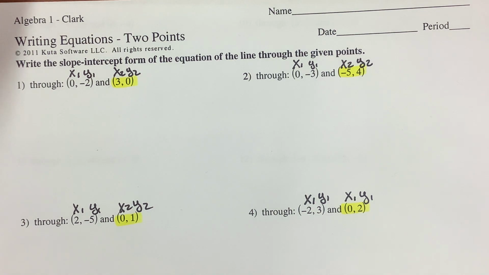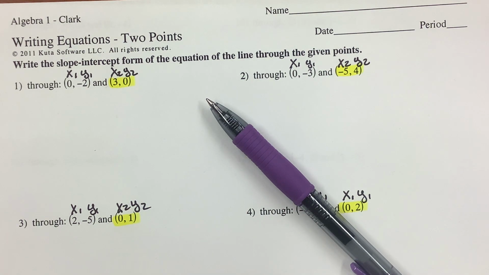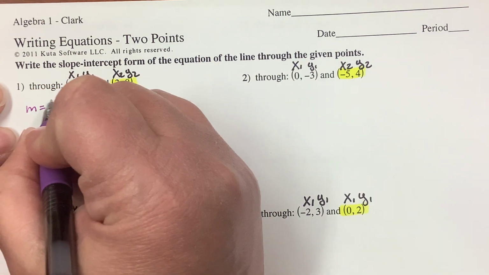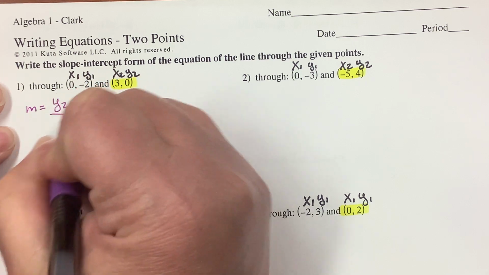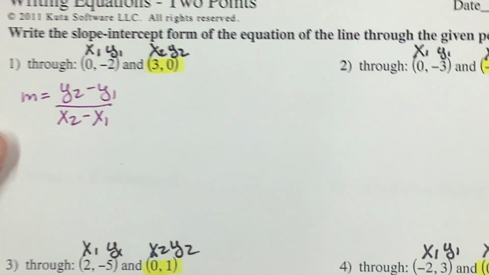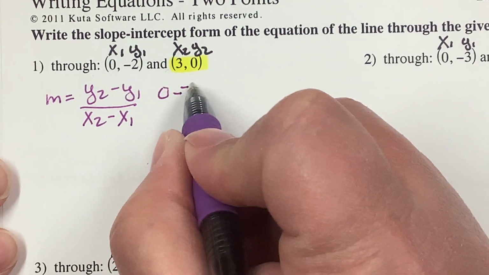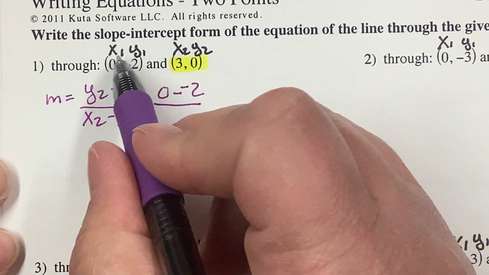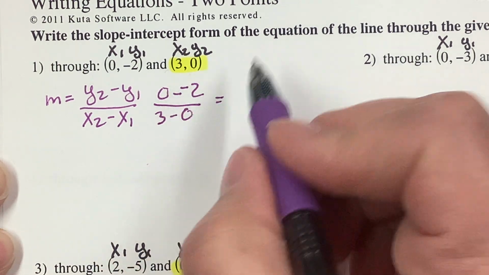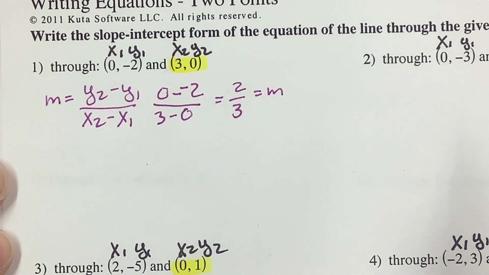I'm gonna differentiate with colors this time because I think it'll be a little bit easier. I'm gonna do the slope in purple. So here's the slope formula. M equals y2 minus y1 over x2 minus x1. And now I'm going to substitute: 0 minus negative 2 over 3 minus 0. Keep change, 2 over 3 minus 0, 3. So my slope M is 2 over 3.